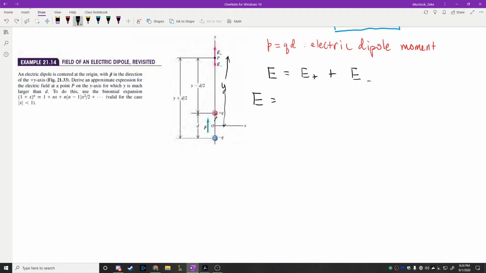So that means that our electric field at this location is going to be k times the charge q divided by that distance squared. Would you guys agree with that? Does that look like the right expression for the electric field due to the positive charge?